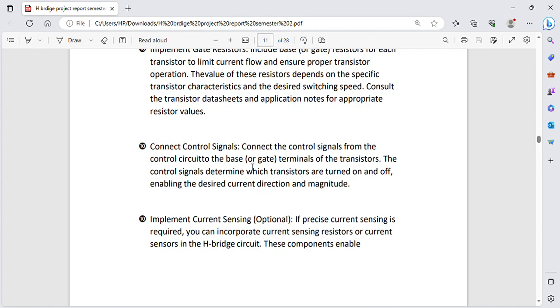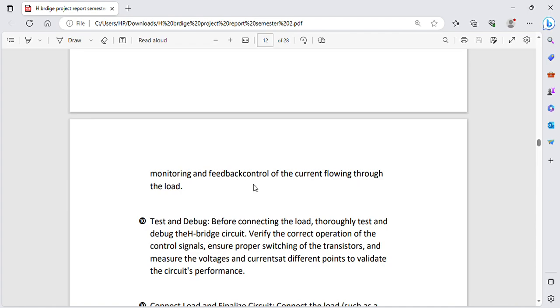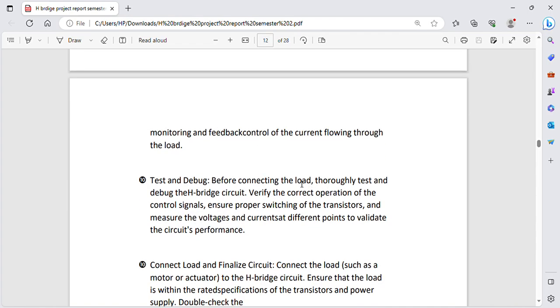Connect control signals. Connect the control signals from the control circuit to the base or gate terminals of the transistors. The control signal determines which transistors are turned on and off, enabling the desired current direction and magnitude. Implement current sensing option. If precise current sensing is required, you can incorporate current sensing resistors or current sensors in the H-bridge circuit. These components enable monitoring and feedback control of the current flowing through the load.